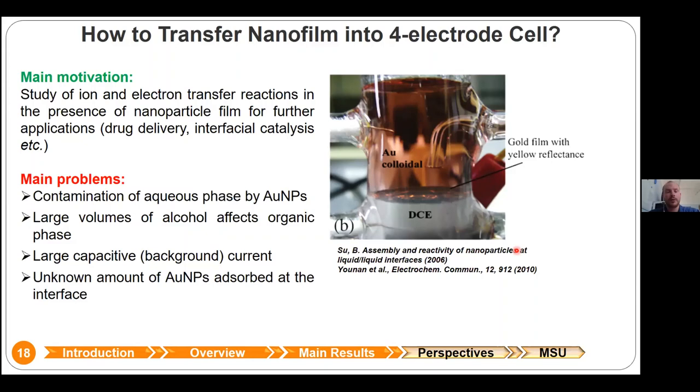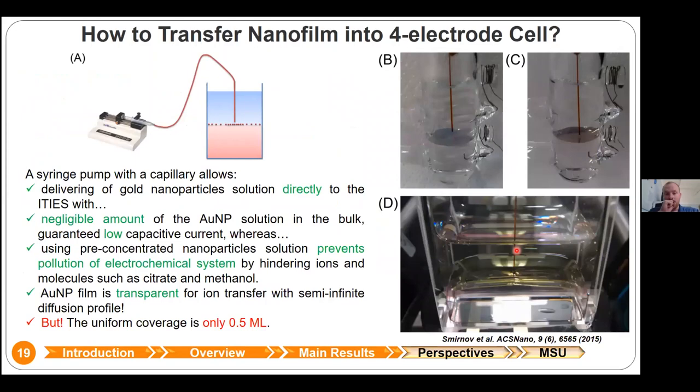We cannot say anything about the amount of nanoparticles adsorbed at the interface. That was also a problem, so we cannot do any calculations. We solved that problem by injecting very precisely, with a tiny capillary, methanol and the solution of gold nanoparticles at the interface. We can create very nice, very lustrous films, any shape, any size. We prevent pollution of the electrochemical system, which is very important. And thus we have very low capacitive current, so we can see very small movements of ions or electrons across the interface. The only limitation was that we can create only half a Mendeleev field.